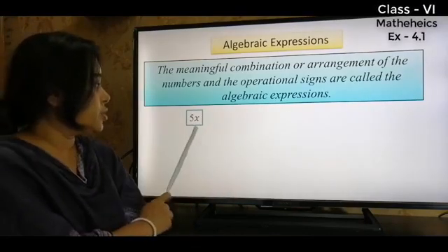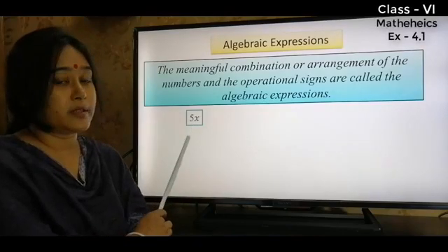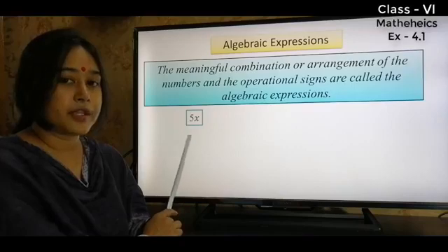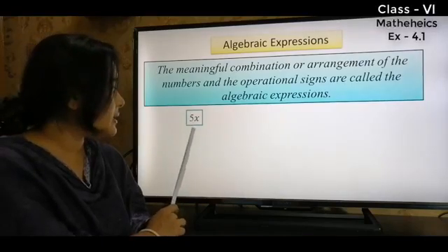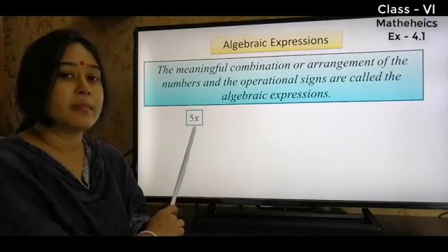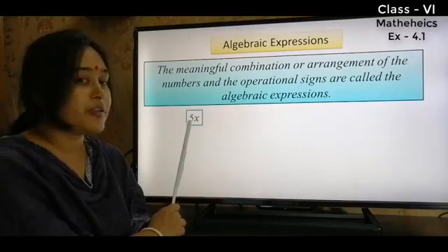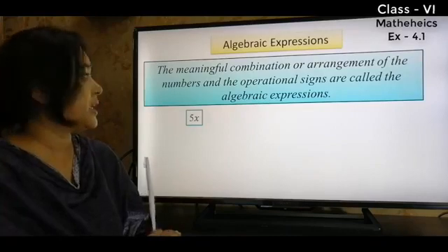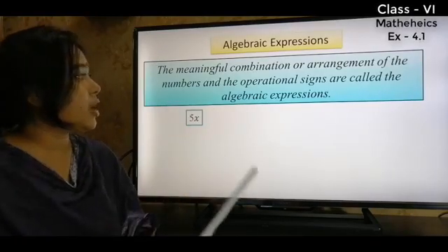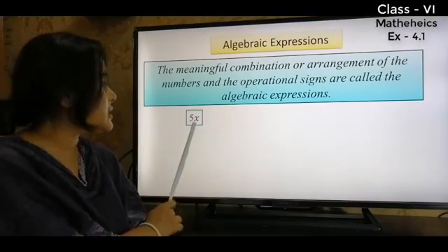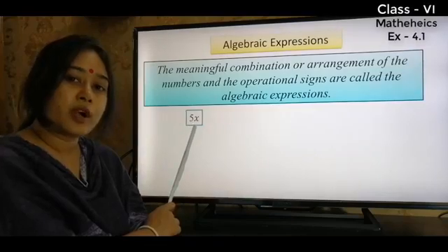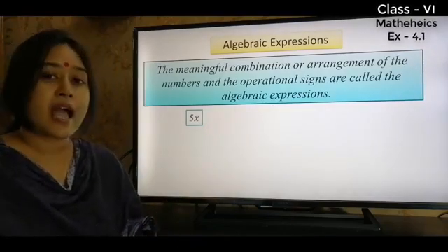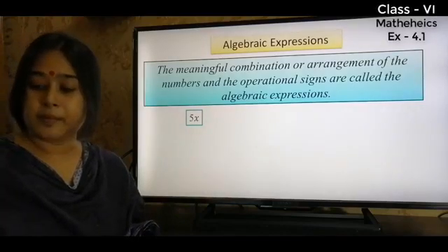Here there is no sign, that means we can understand that multiplication occurred here. So 5 times of x. So this has a meaning. What is this meaning? This is 5 times of x. So a meaningful combination or arrangement of numbers and the operational signs, where the operational sign is multiplication here, is called an algebraic expression.